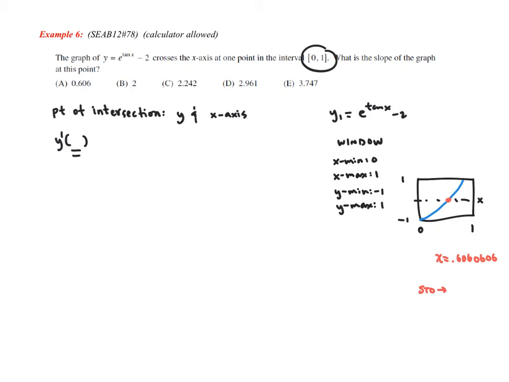So I press store, and I'm going to store it by pressing alpha, and then the math button. And the math button will give you the letter A, okay, which will give you A. So I'm storing it as A. All right, I want to find the slope at A. So go back to your home screen and press store alpha A, and it will store that value. All right, so you now have that value stored as A.